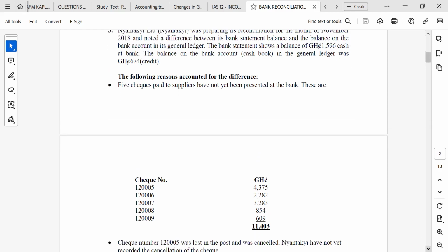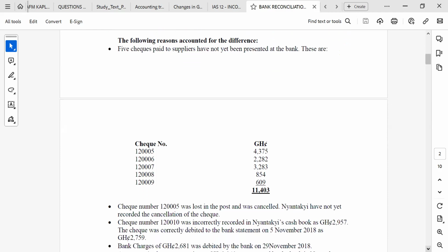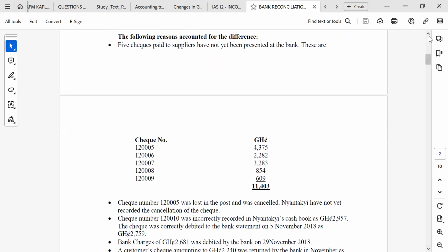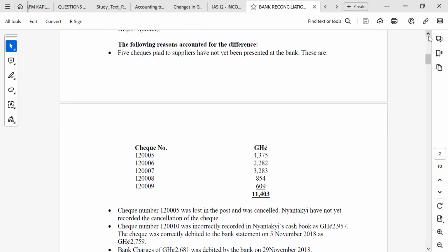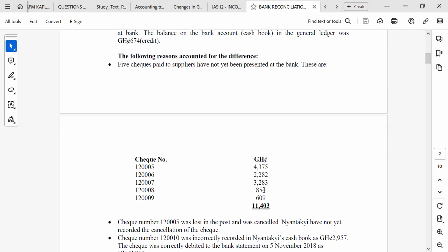Okay, let's deal with that one first. So check number 12005 was lost in the post and was cancelled. So this check, what is the amount on the check? 4,375. Is the company paying or the company receiving?